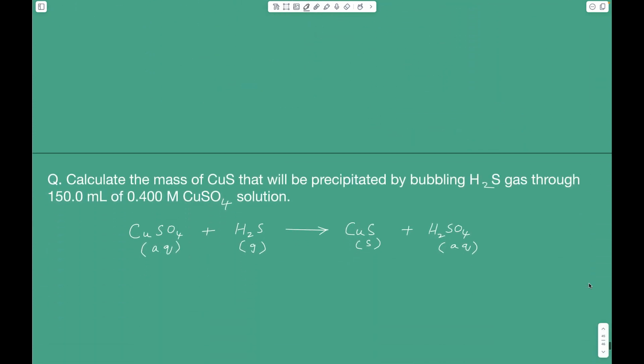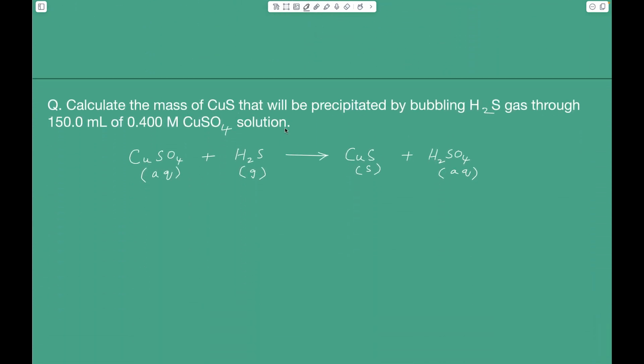Now what do we have next? Calculate the mass of copper sulfide that will be precipitated by bubbling H2S gas through 150 ml of 0.4 molar copper sulfate solution. And here is the balanced chemical equation for that reaction. Here the reaction is taking place between hydrogen sulfide gas and an aqueous solution of copper sulfate solution, and during this reaction copper sulfide is getting precipitated, leaving behind an aqueous solution of sulfuric acid. How do we answer this question?